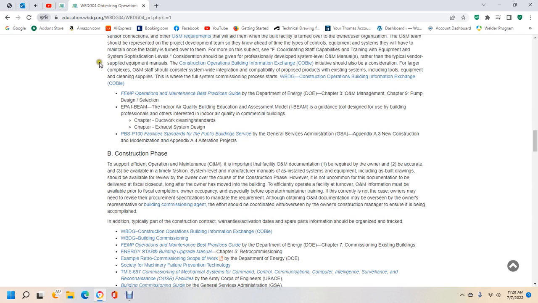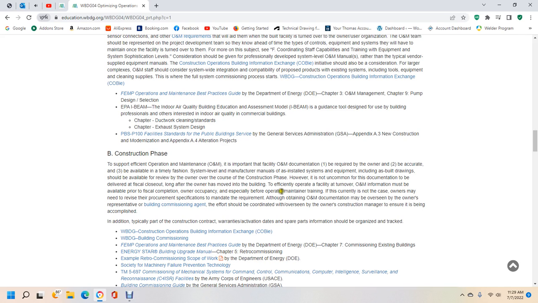B. Construction phase. To support efficient operation and maintenance, it is important that the operation and maintenance documents are: 1. Required by the owner. 2. Accurate. 3. Available in a timely fashion at the system level. The manufacturer manuals for the installed equipment, including as-built drawings, should be available for owner review over the course of the construction phase. However, it is most common for the documents to be delivered at official closeout, long after the owner has moved into the building. For effective facility turnover, operation and maintenance documentation must be available prior to physical completion.